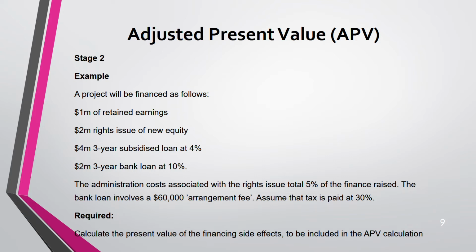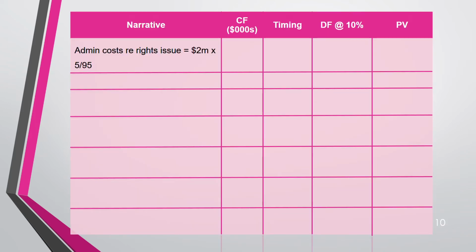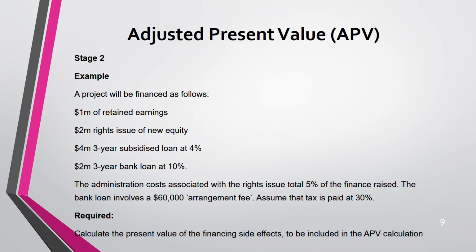To solve this, you can put it in the form of a table also. In your Excel you can do all this. Please use Excel to do calculations. You just have to find the present value of all this: 1 million, 2 million, 4 million and 2 million. Okay, so let's start. First, it is the admin cost. What is the amount for the rights issue? 2 million. And they said that it is 5% of the finance raised.